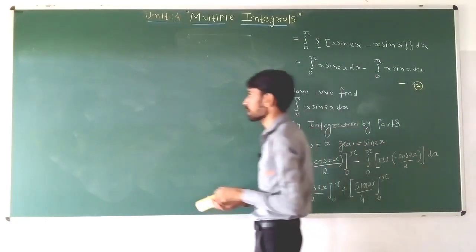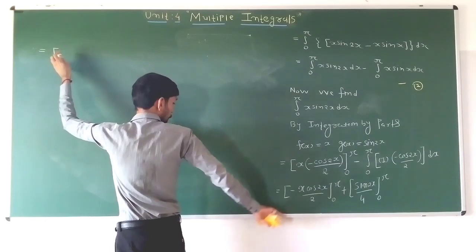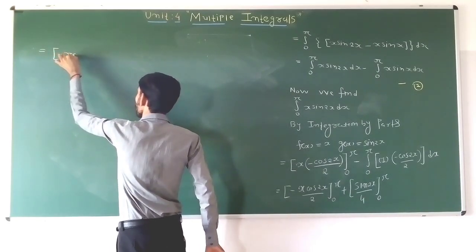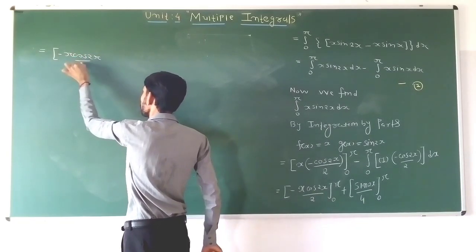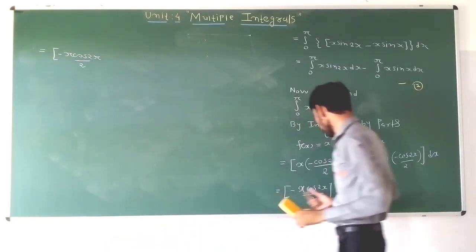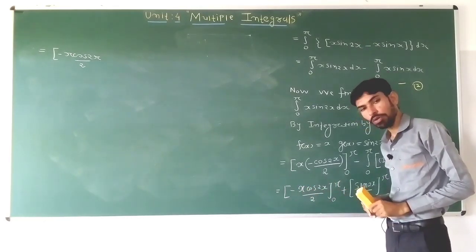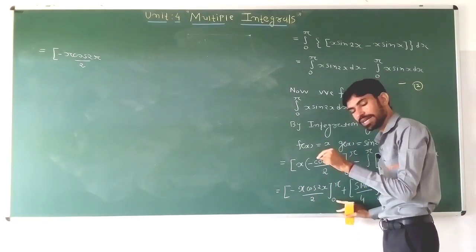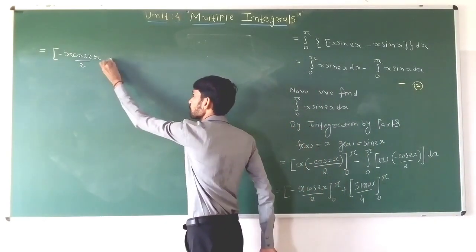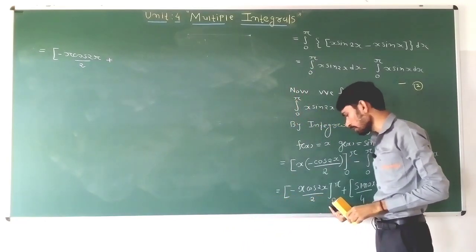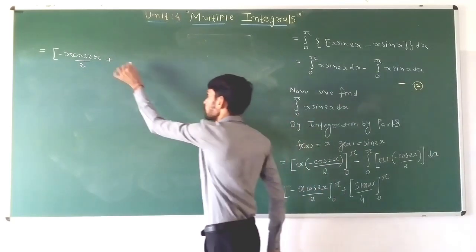Now we substitute the limit in both the terms. So here we write our next step. Minus pi cos 2 pi upon 2. Upper limit is pi, applied in place of x, so our term becomes minus pi cos 2 pi upon 2. Minus minus becomes plus. And we apply our lower limit, which is 0. So 0 into cos 0 is 0, so the whole term is 0.